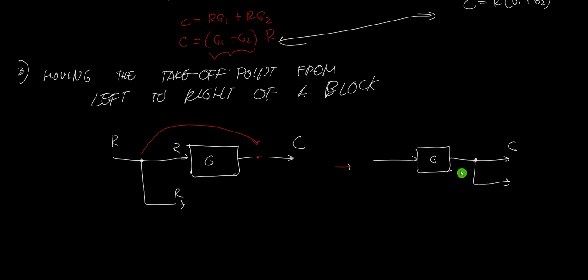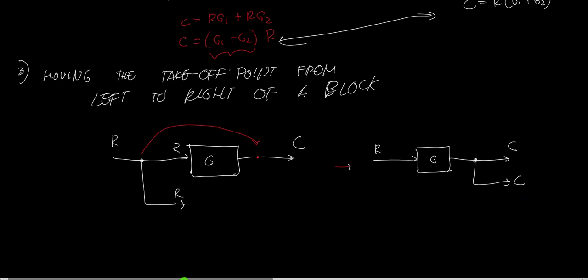And what will happen? Take note of this. We still have an R input. This is not true. We cannot just move the takeoff point without doing anything to the block diagram, because the output here will be R times G. But you have a takeoff point here, and we know that this takeoff point will be C. In the original, the signal coming from the takeoff point is R. But now it becomes C, and that is not correct.